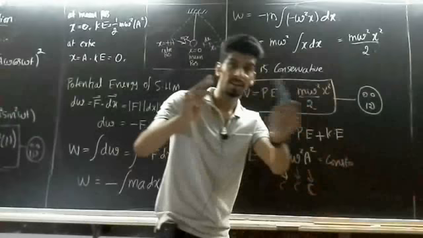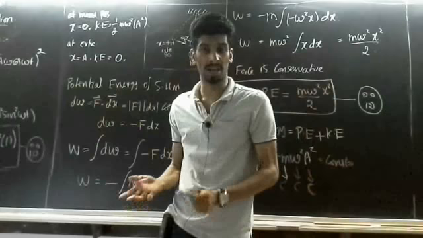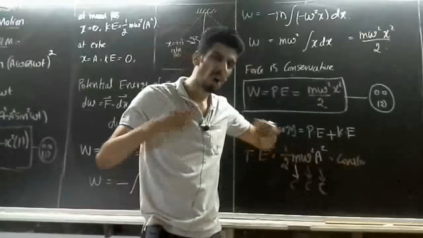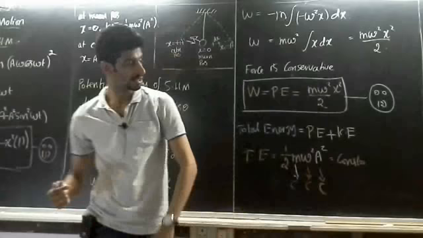So no matter kinetic energy changes, no matter potential energy changes with time, of course they have to change. But the total energy of the simple harmonic oscillator remains constant. And it is directly proportional to the amplitude and the frequency of the oscillator. That's fine. Now what's the graphical expression?